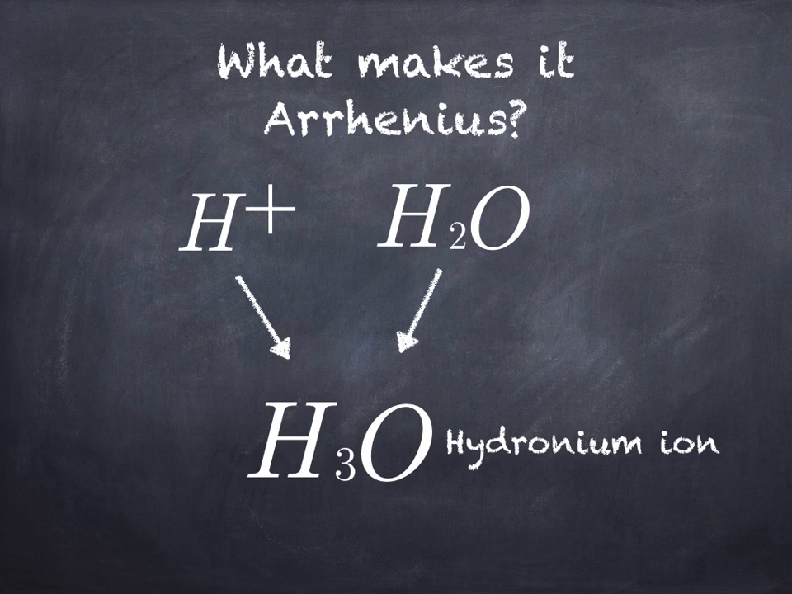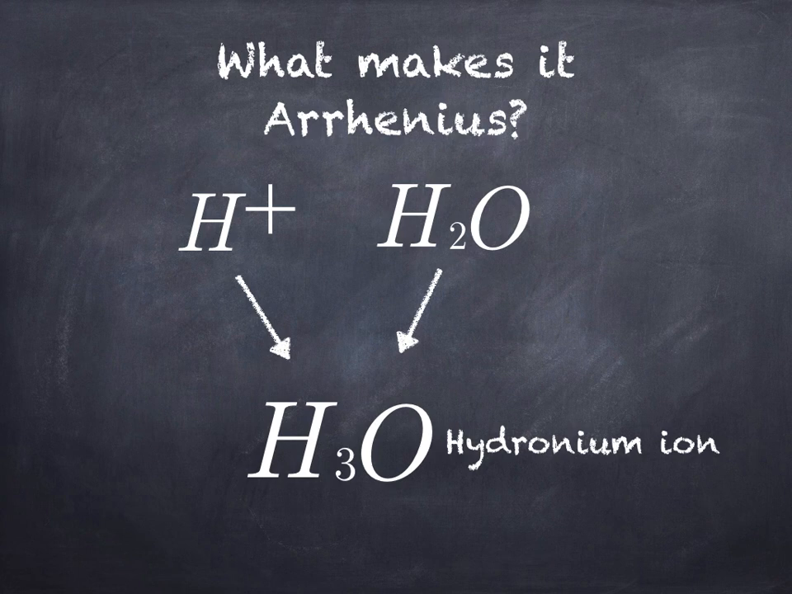What makes it Arrhenius? Well, we have hydrogen ions and we have H2O, and if we don't have H2O, we have a problem. Now, some of you were asking me about this, but we have this thing called a hydronium ion. And I told you before that there's this thing called a hydronium ion and a thing called H+, and both of those really were kind of very similar to each other.